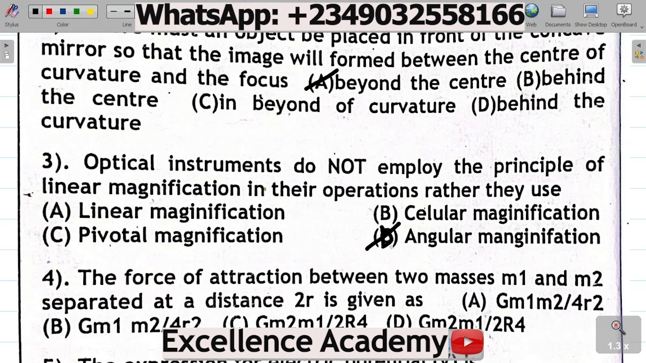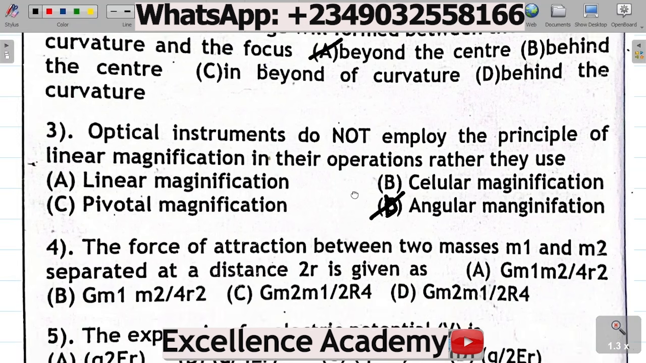Note that optical instruments like microscope and telescope deal with angles subtended by the eye, not linear size. So therefore, they use angular magnification. So D becomes the correct answer to this question.